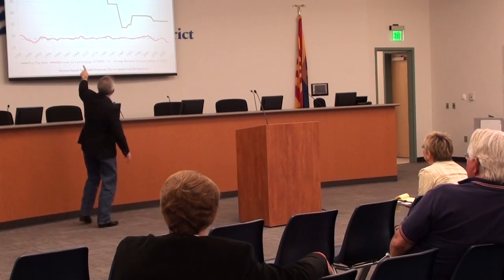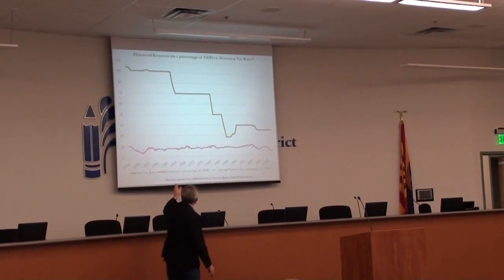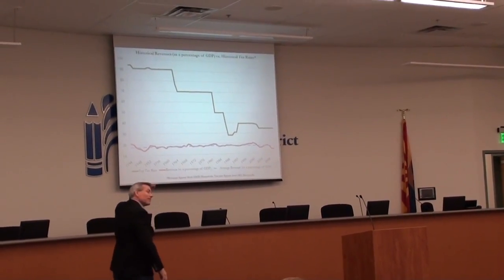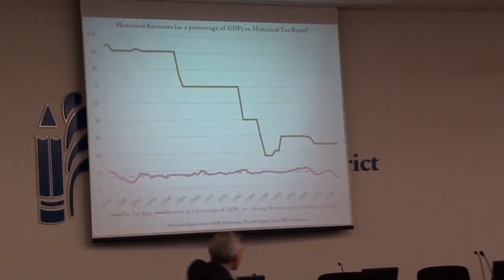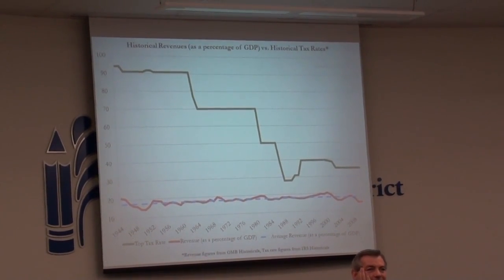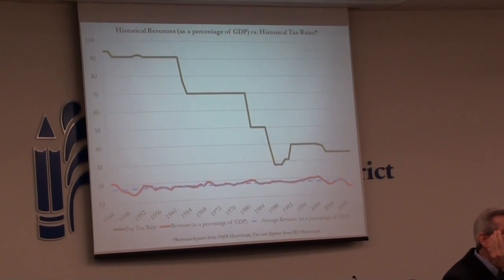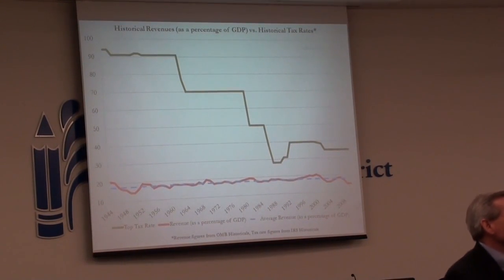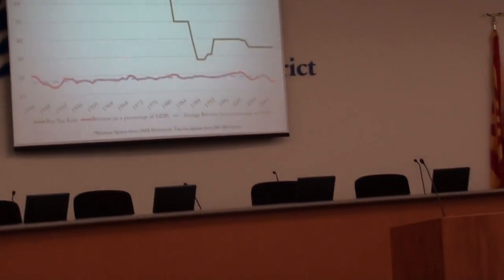The green line is marginal tax rates. So you go back into the 50s and 60s, and we had these very high marginal tax rates. And it came down, came down, came down, came down, and then went up a little. But does anyone notice something magical? Revenues, even in times of very high marginal tax rates, it's about 18.2. In times of very low marginal tax rates, it's 18.2.